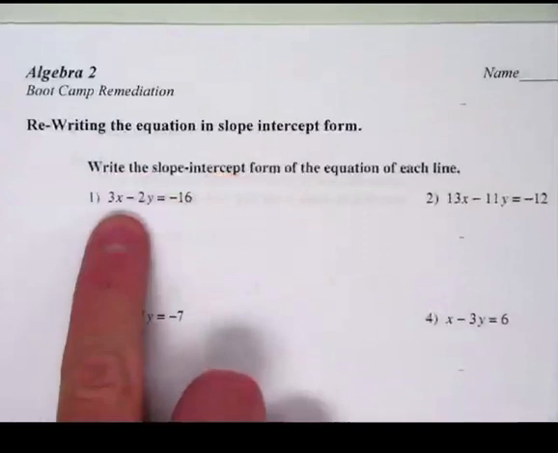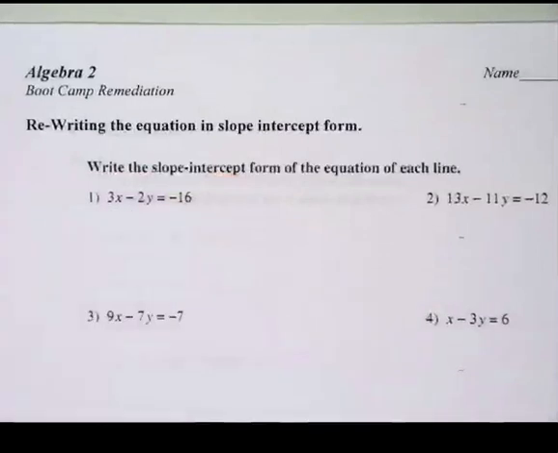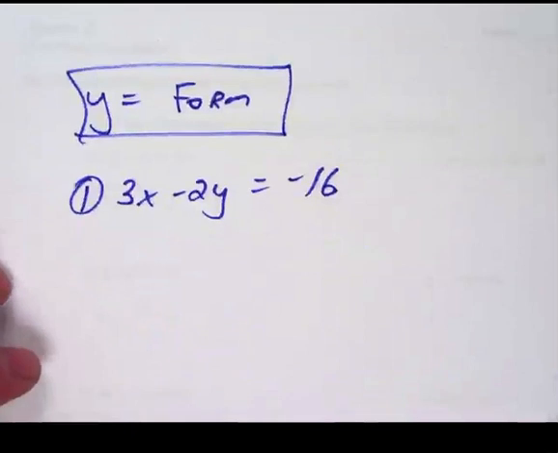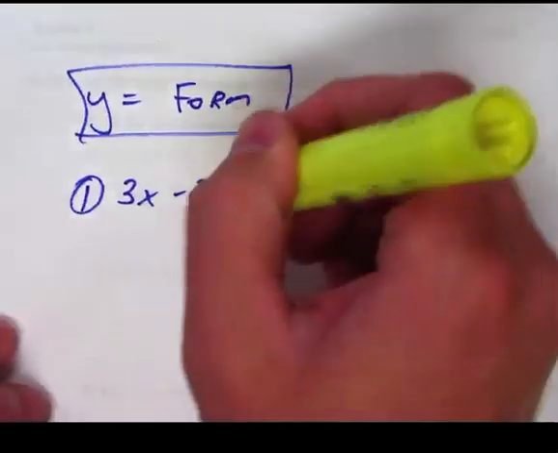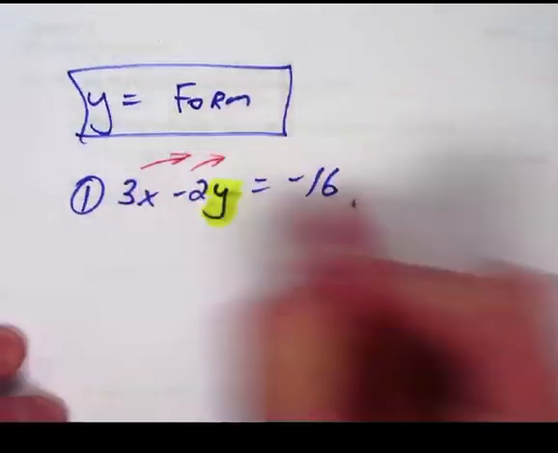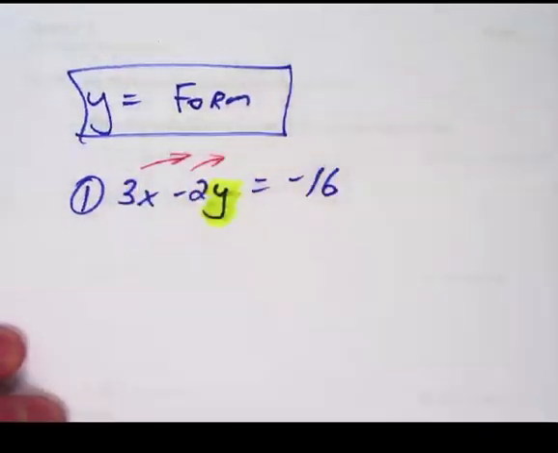So here's number 1, 3x minus 2y equals negative 16. Let's take a look at how you do that. I want to get this into y equals form. This letter y, I want to keep on this side. I want to get all the other letters over to the other side. The way that you do that is you send these letters over by following order of operations.